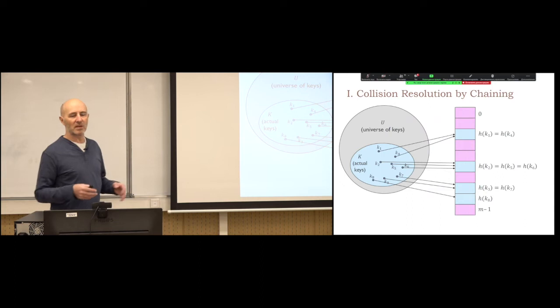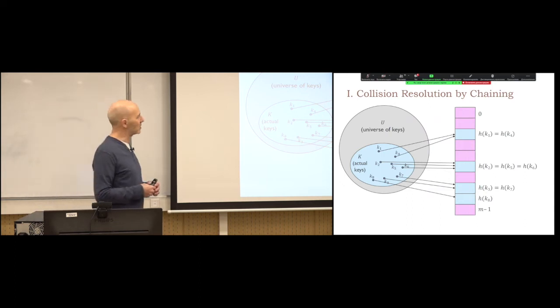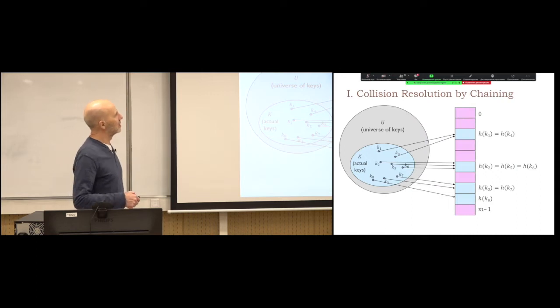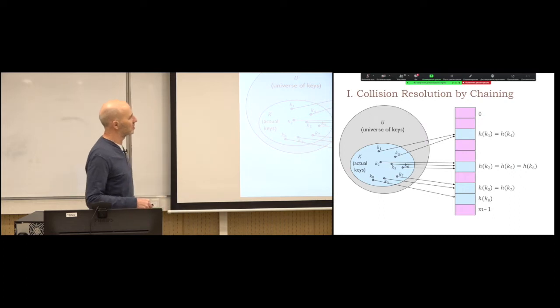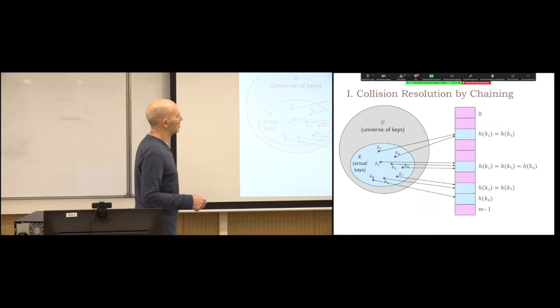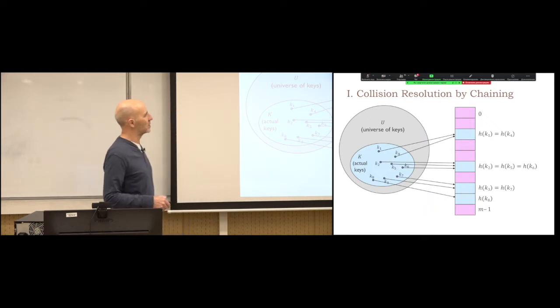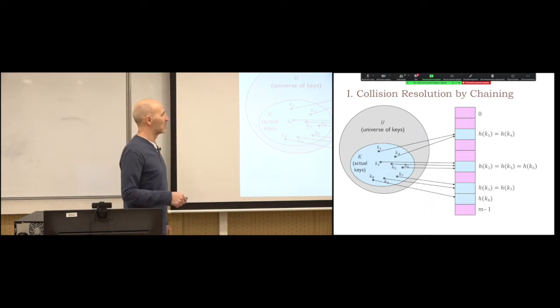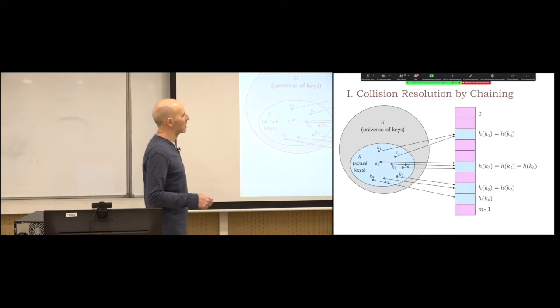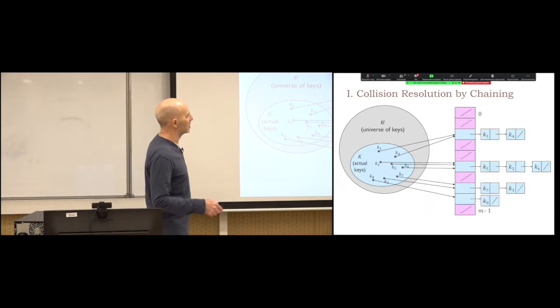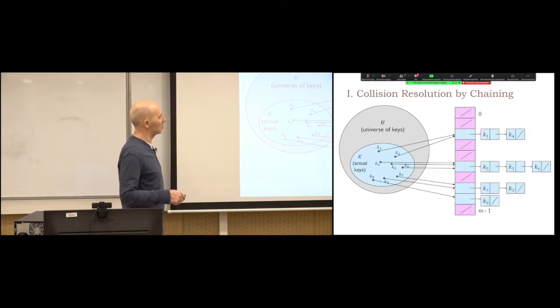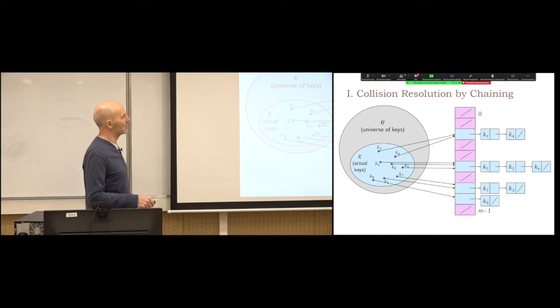There are two main approaches, two main methods to deal with collisions. One is called chaining, and chaining is very simple. If we have several objects hashed to the same bucket, then we store a list at this bucket holding these objects. So several objects mapping to the bucket, we have a list.